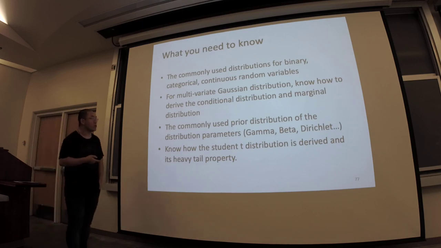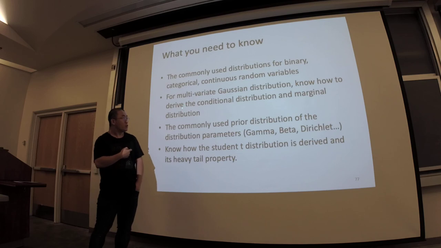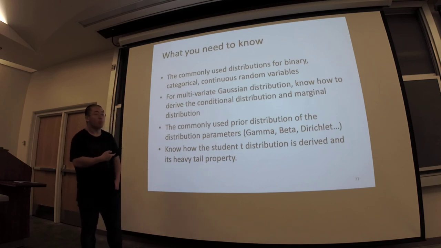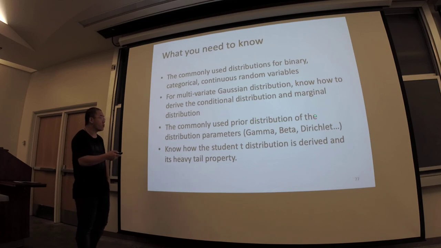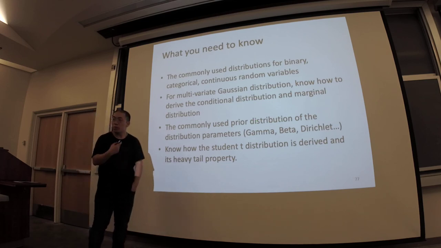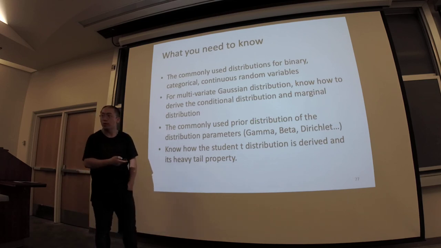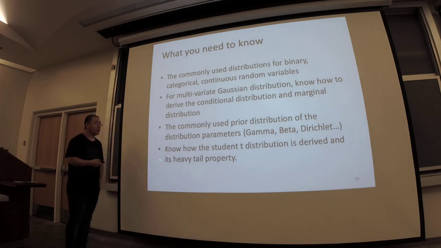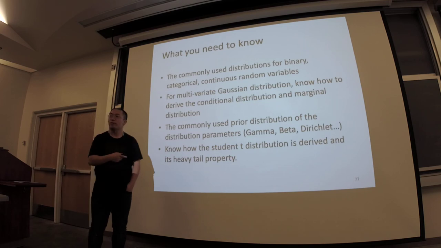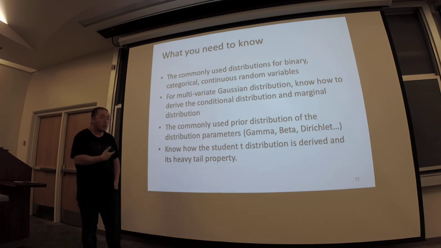For the multivariate Gaussian distribution, you should know how to derive the conditional distribution and marginal distribution by yourself using the square completion trick. And you should know the commonly used probability distributions of the distribution parameters. That means the gamma distribution, Wishart distribution, and beta distribution. And you should know how the t distribution is derived, and what the benefit of the t distribution is.